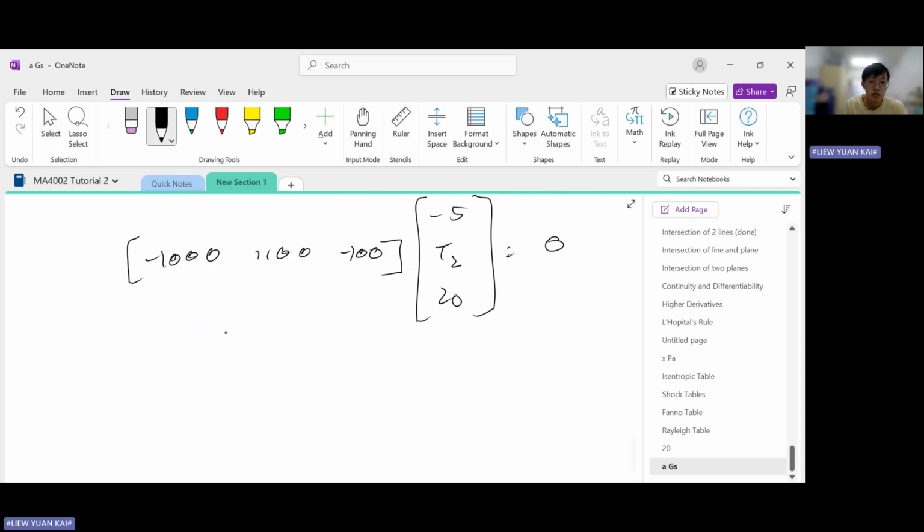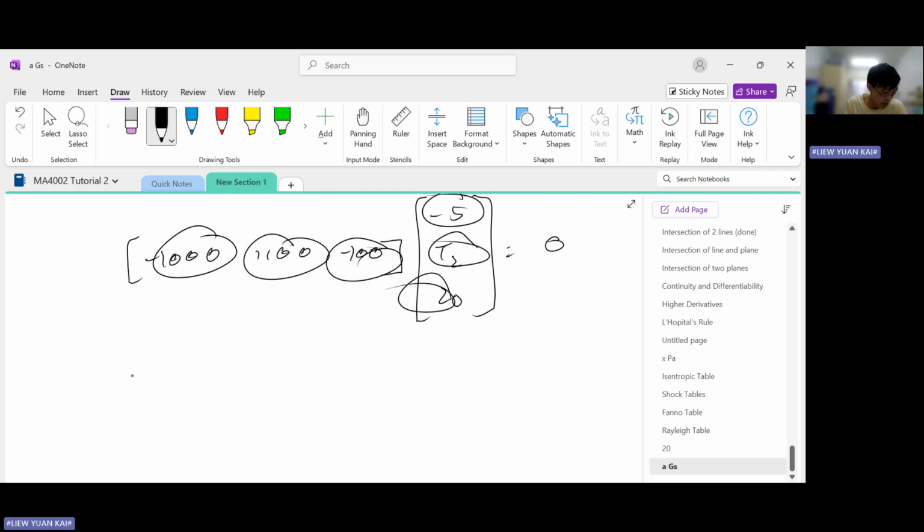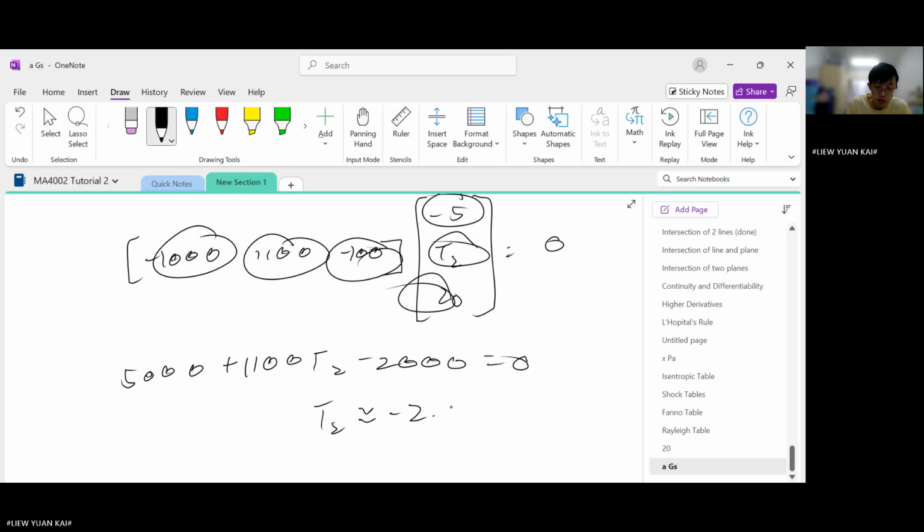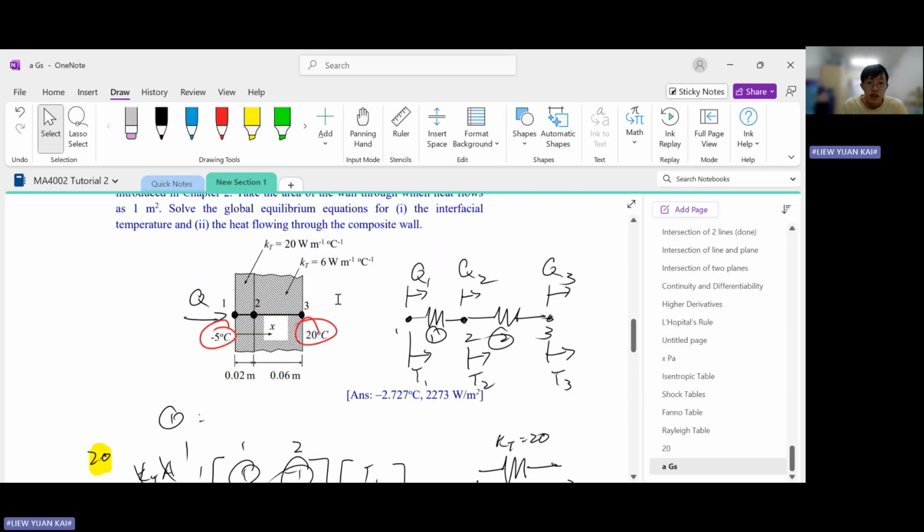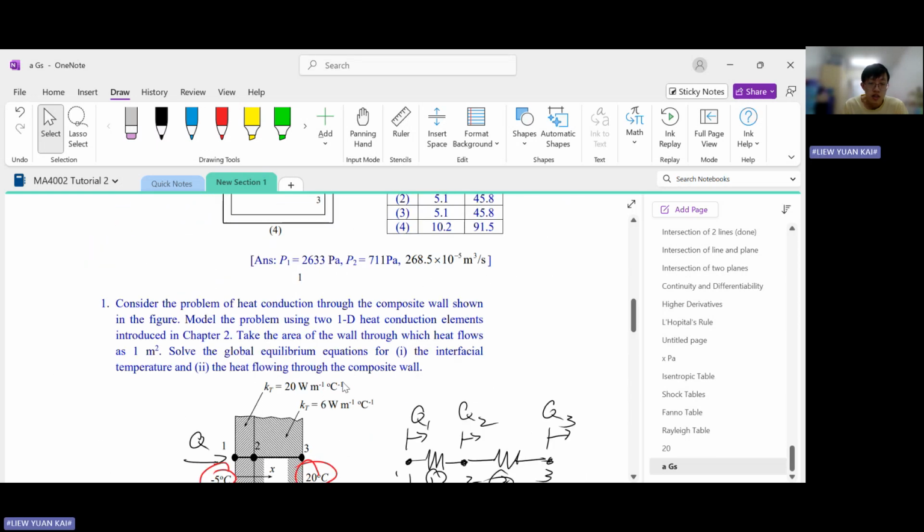So if you do the matrix multiplication, in other words, this times this plus this times this plus this times this, you will get 5000 plus 1100 T2 minus 2000 equals 0. And you can see T2 is your only unknown, so T2 will work out to be minus 2.727 degrees Celsius.